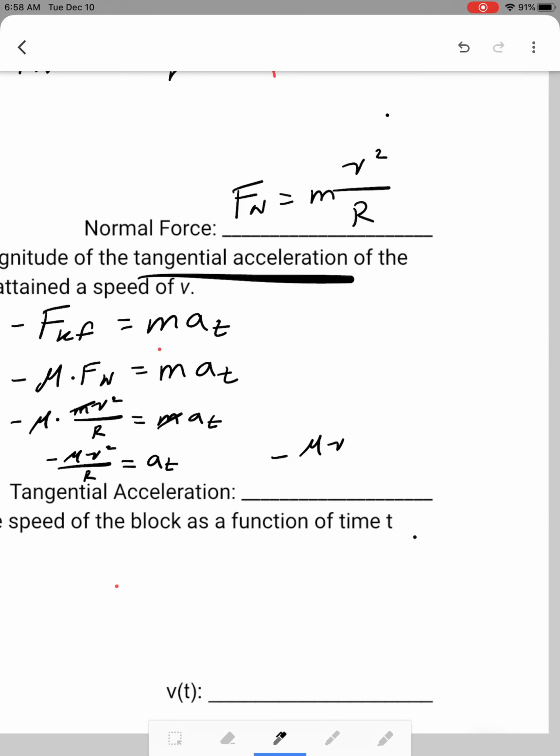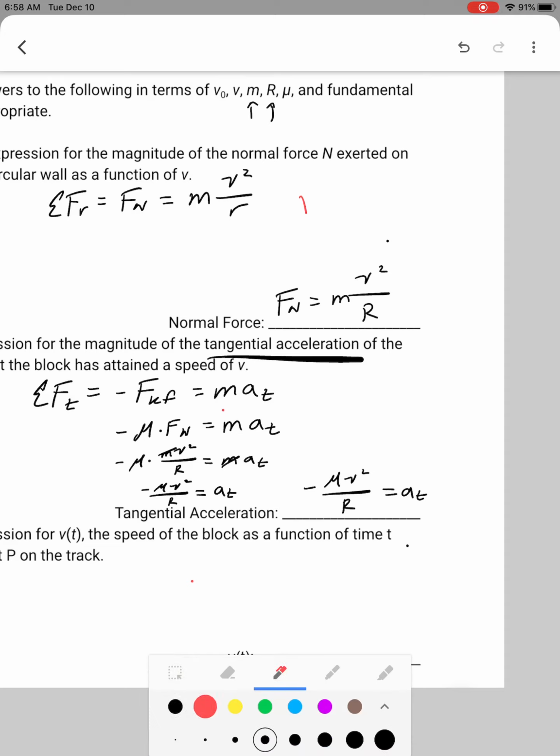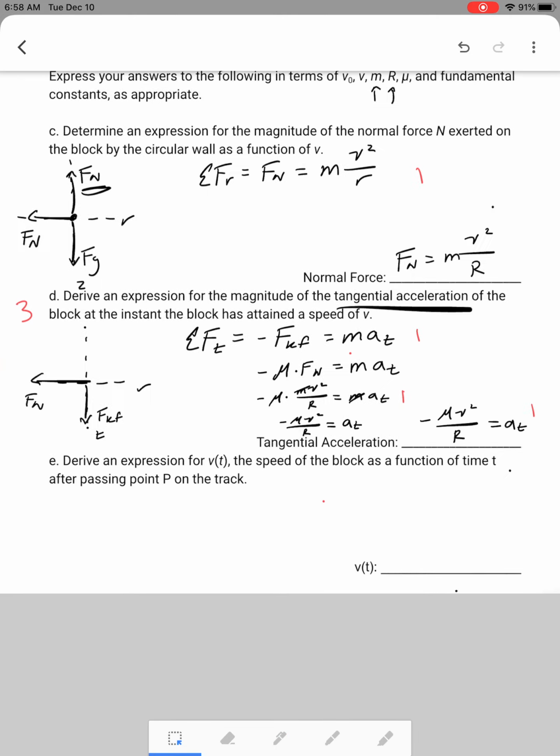That negative, don't forget the negative, guys, because in this problem, obviously the negative is a part of the correct answer. So you had 1 point for getting the setup correct, 1 point for making the substitution of the normal force, and then 1 point for the correct answer. So make sure that negative is there.